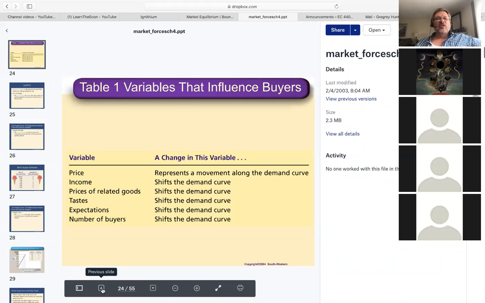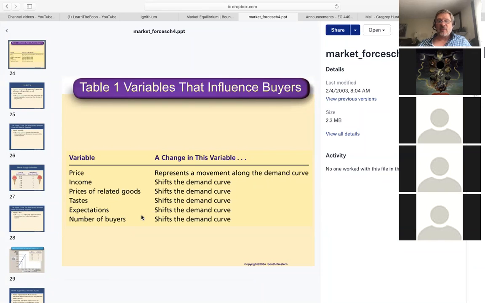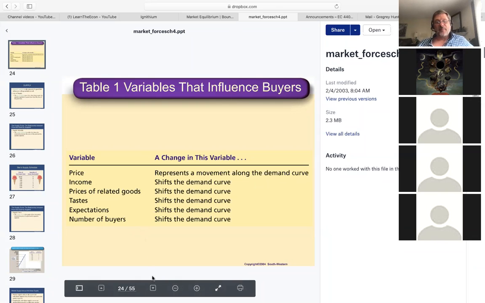Okay. So this is our list of things that shift the demand curve. Okay. Well, a change in price is just going to be a movement along the demand curve. But if there's a change in income, the price of related goods, tastes, expectations, or the number of buyers, that can shift the demand curve, right? That's our list of things that we know of, right?